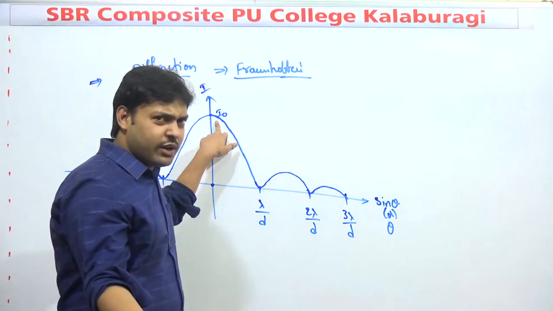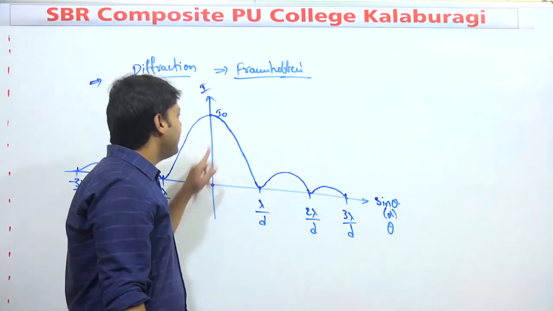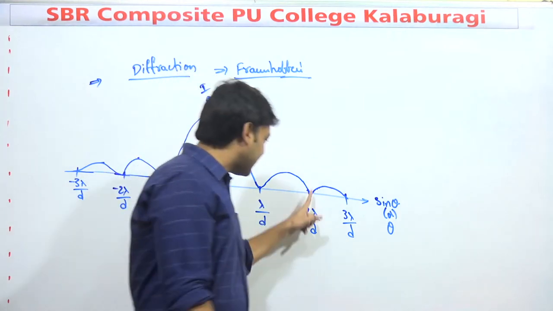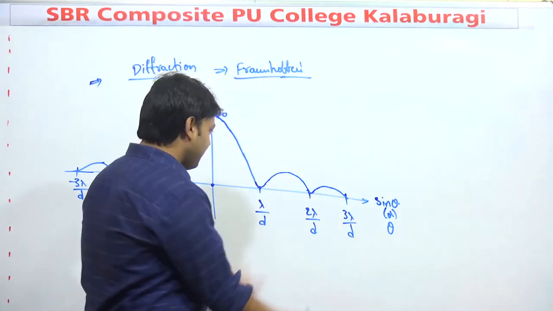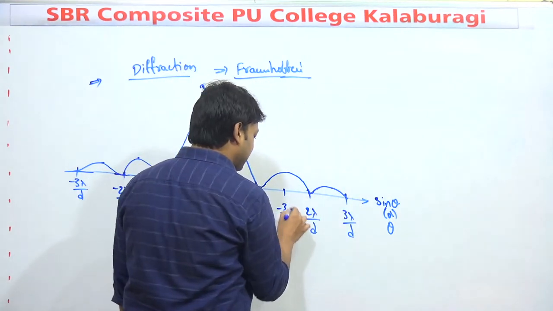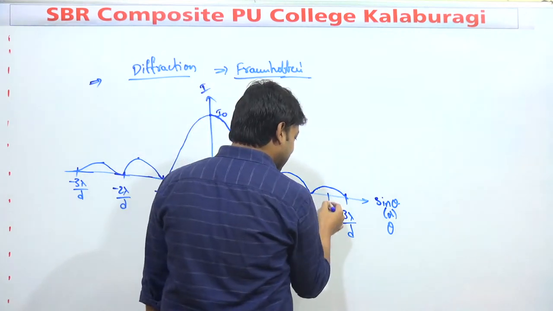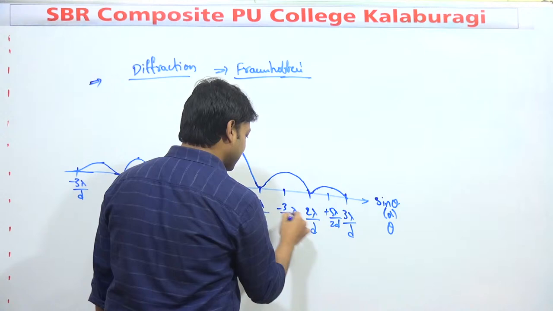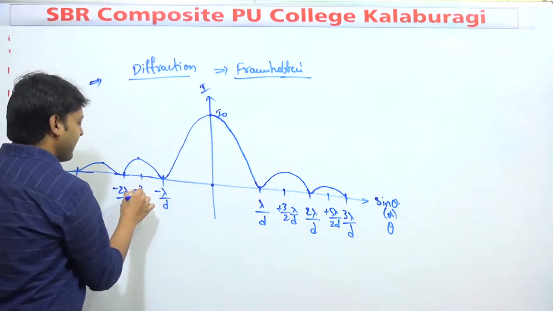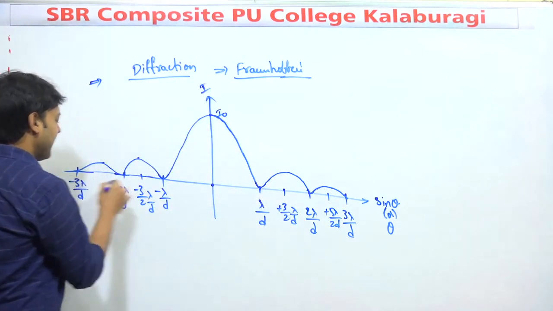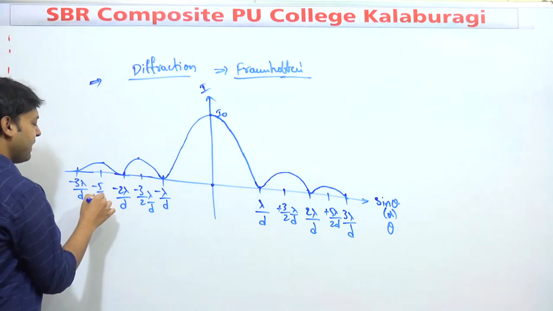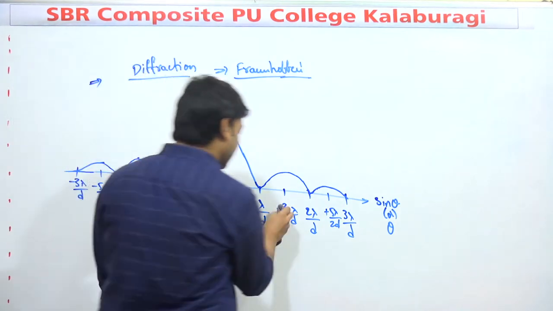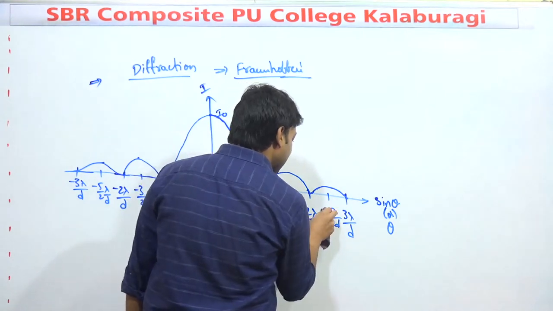So already we know, at the central primary maximum the intensity will be maximum, then at the first secondary minimum it will be a dark spot, and again the second, third. Now in between I can write here minus 3 by 2 lambda by d. Here a maximum intensity at minus 5 by 2 lambda by d. Sorry, this is plus and minus on this side. So it is minus 3 by 2 lambda by d and again minus 5 by 2 lambda by d. So this is the graph for intensity and angular separation.